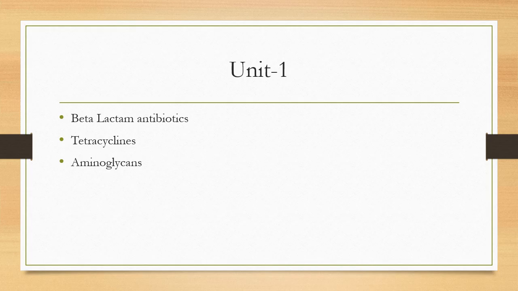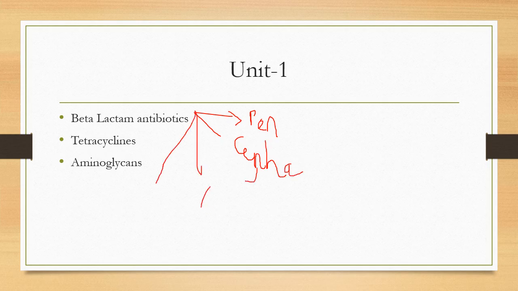Number 1, beta-lactam antibiotics. In the class of beta-lactam there are 4 different other classifications included, that is penicillins, cephalosporins. These are the two older generation, and also there are certain new generation drugs that belong to class carbapenem and monobactam. Imipenem is an example of a carbapenem. Aztreonam is an example of monobactam.